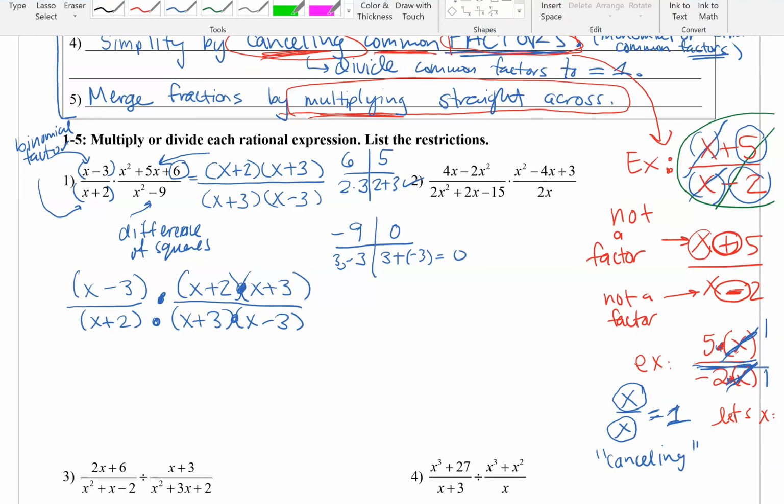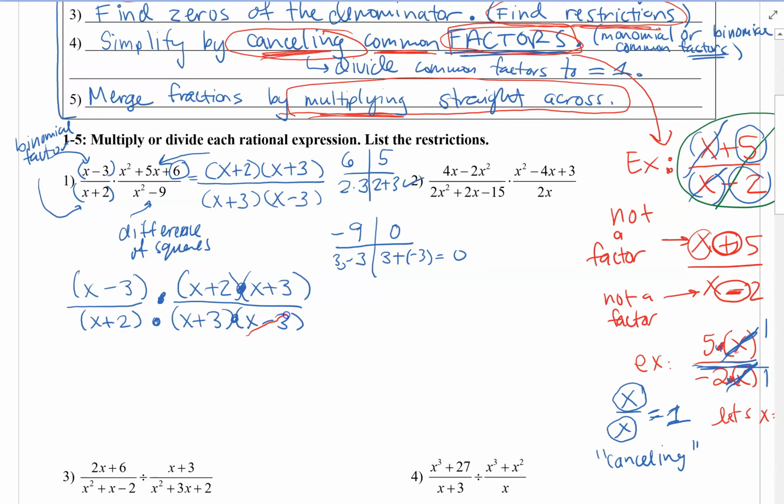And I notice that there is a common factor of x minus 3 on the top and bottom, so those divide to equal 1. There's a common factor of x plus 2 on the top and bottom, so those divide to equal 1. There is another common factor of x plus 3 on the top and bottom, so in this particular example, literally everything canceled out, and I'm left with 1 over 1, which is 1.